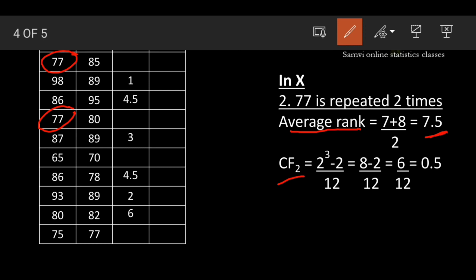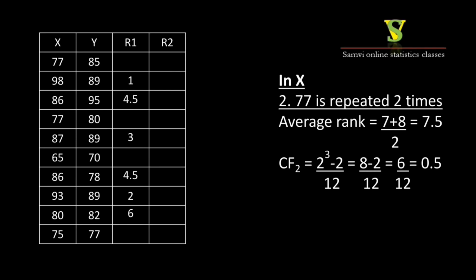So 2 cube minus 2 divided by 12 it is. 2 cube means 8. 8 minus 2 divided by 12. That means 6 divided by 12. If you simplify, you will get here 0.5. Understood? So next is we have to allot the average rank in front of 77.